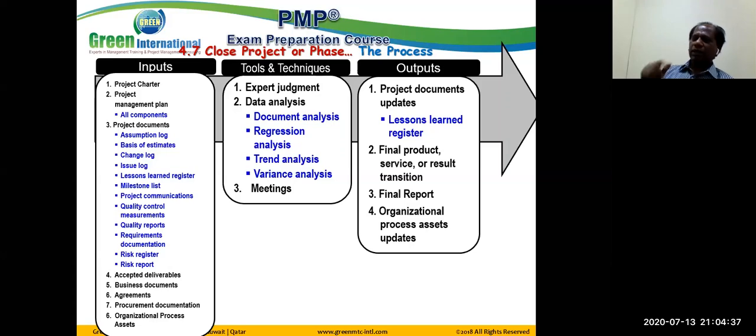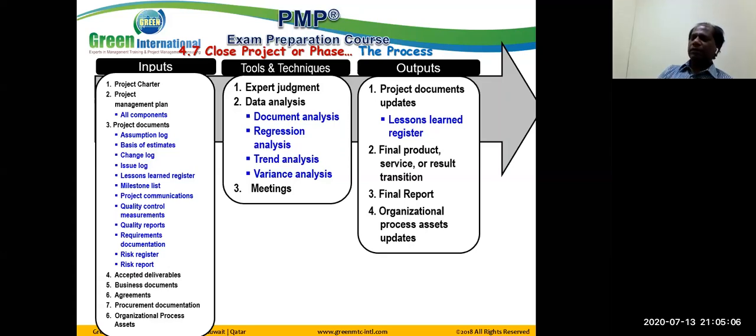I explained to you the interaction before, right? Business documents, our business case and benefits management plan. Those documents will help us see whether we achieved the business objectives. Agreements: the various agreements we made with the multiple stakeholders in the project will be taken into consideration, because we also need to perform the contract portion here.